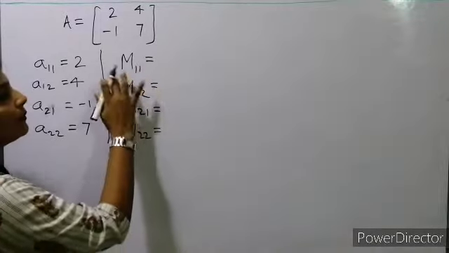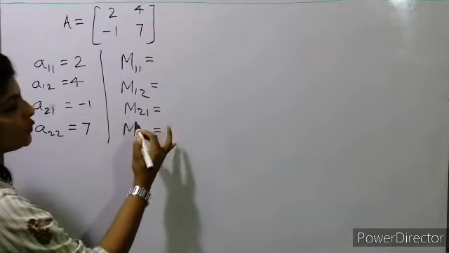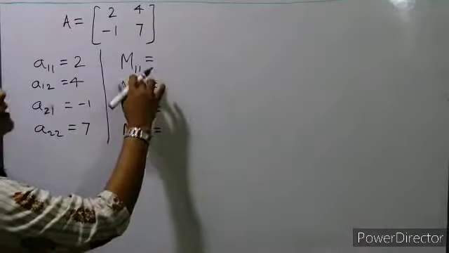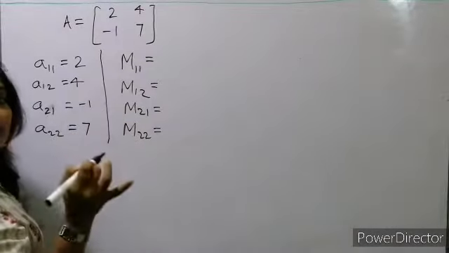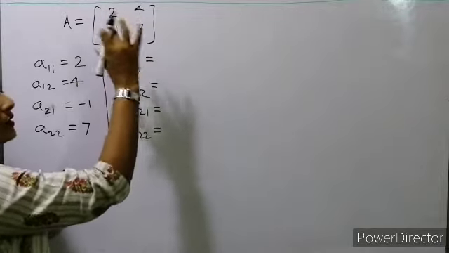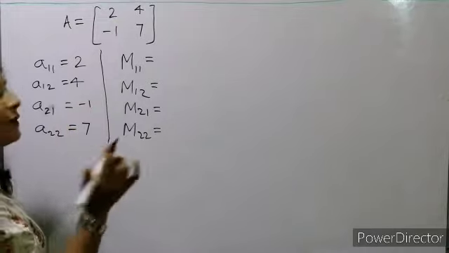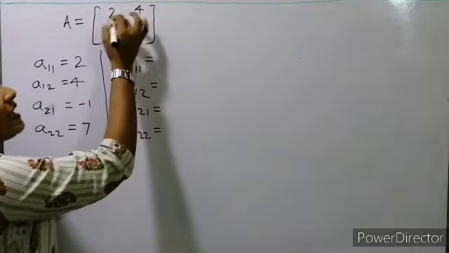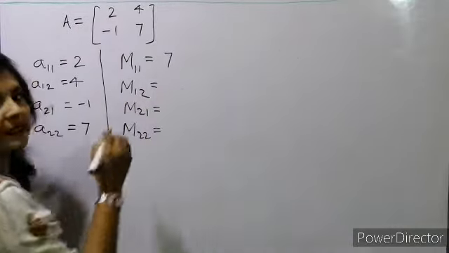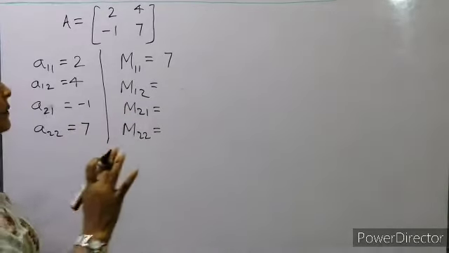So there will be a matrix of minors: M11, M12, M21, M22. Minor M11 means the minor for the element A11, which is 2. Minor M11 will be: this is A11, so leaving this row and this column, what is left is 7. So M11 is 7.